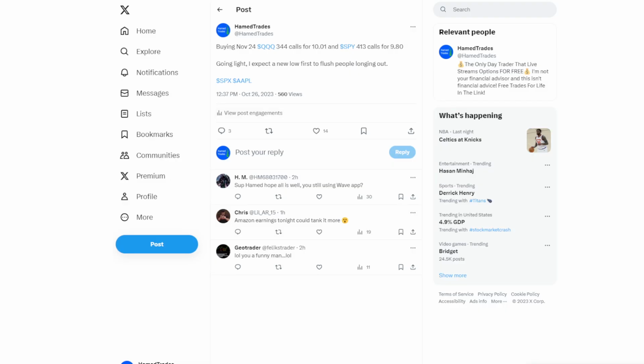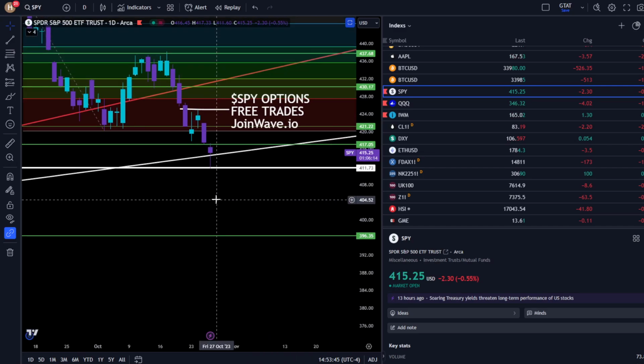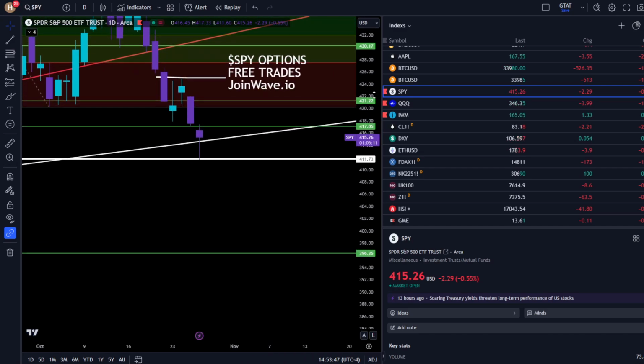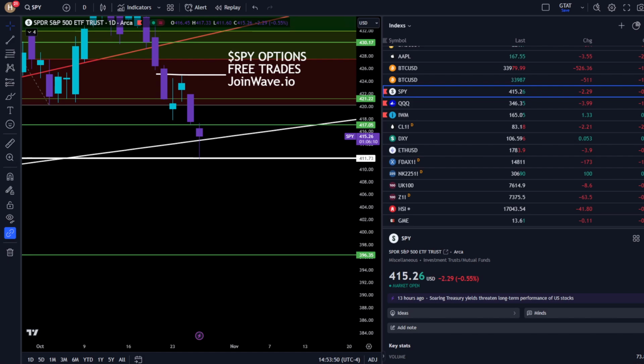As I saw the market dropping closer to 412, I posted this on Twitter as well. I started getting into November SPY and QQQ calls, and I'm going light. I expect another move to the downside. But down here, it is almost impossible and very unwise to be bearish at all.